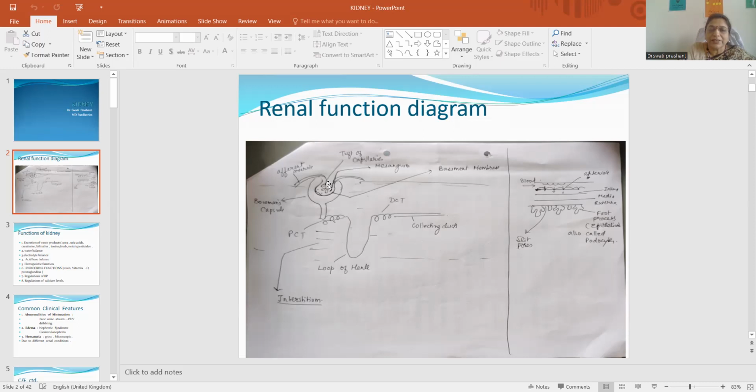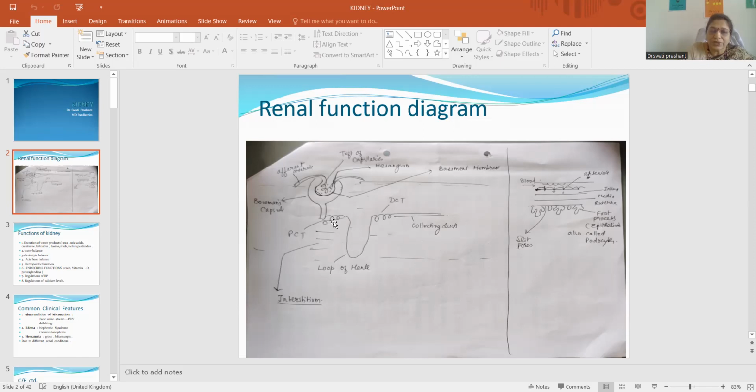Around the tuft of capillaries is the mesangium, and this dark one is the basement membrane. The basement membrane actually looks like this. This is the endothelial part. This is the epithelial part having the foot processes, and this is the lamina. So this basement membrane, the urine gets filtered from here, going into the proximal convoluted tubule.